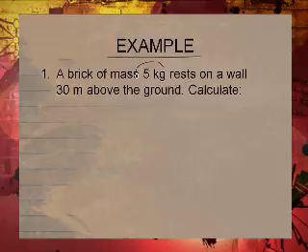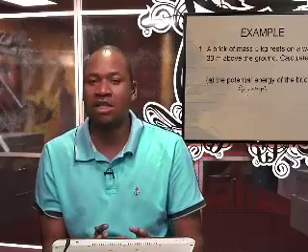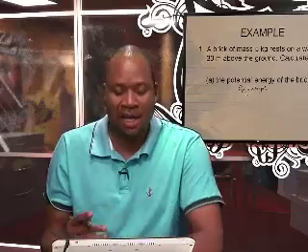A brick of mass 5 kilograms rests on a wall 30 meters above the ground. Calculate 1, the potential energy of the brick. EP equals M times G times H, and we have seen this from the previous lesson, so I don't have to worry much about introducing the formula, so I'm just writing it down as it is.